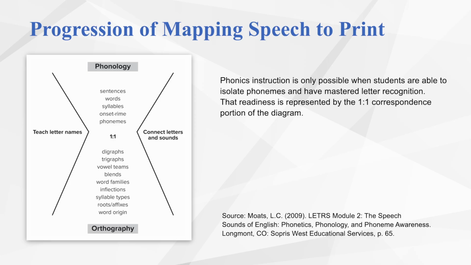When students are comfortable at the individual phoneme level, they have reached the one-to-one level, where they attach letters to sounds, or graphemes to phonemes, and phonics instruction begins. Looking at the bottom portion of this diagram, you'll see that we start working our way from individual letters to larger units of orthography: digraphs, trigraphs, and eventually working on roots and affixes.